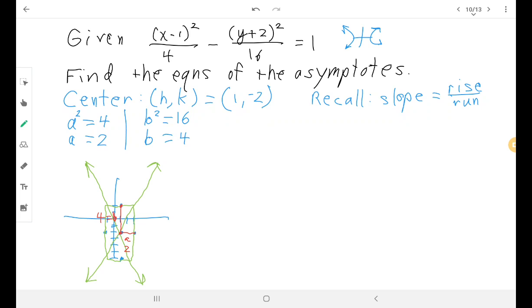And we could calculate the c distance for the foci, but we don't necessarily need to this time, so I'm not going to go through it this time. We'll do that in a later problem. But what I can see here is that if I use this rise over run definition, the rise is 4, the run is 2, then 4 divided by 2 is 2. Now that's the slope for this one.